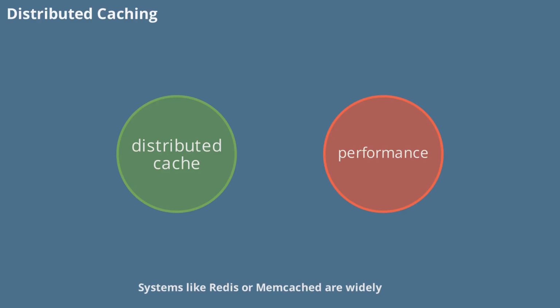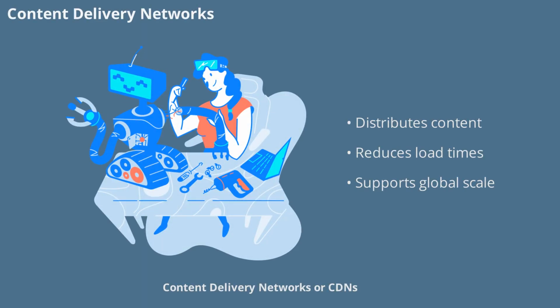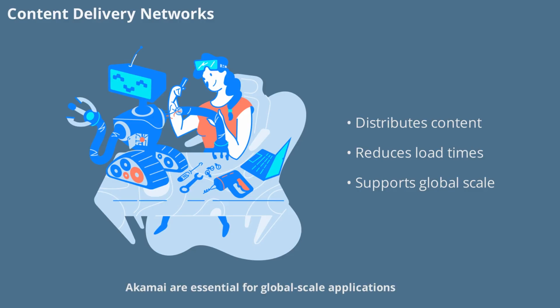Systems like Redis or Memcached are widely used in production to handle large-scale caching needs, ensuring fast access to frequently used data. Content delivery networks, or CDNs, distribute static content like images and videos across servers worldwide. This reduces load times for users and offloads traffic from the main servers. Real-world CDNs like Cloudflare and Akamai are essential for global-scale applications.